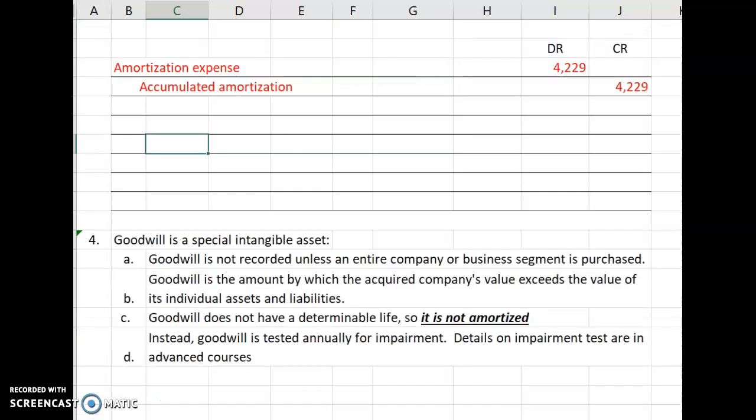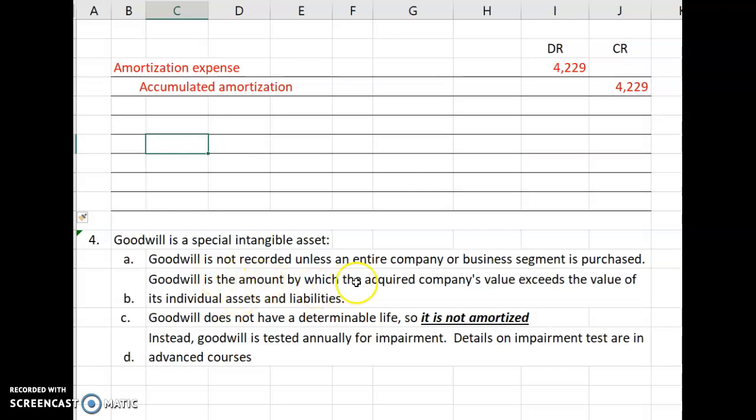The last intangible asset I'd like to talk about is goodwill. Goodwill is a special intangible asset. Goodwill is never recorded on the books unless an entire company or a business segment is purchased. So Corporation A purchases Corporation B. That's the only time you can get goodwill on the books. Corporation C acquires an entire segment of Corporation X. There may be goodwill included in that purchase of the other business or business segment.